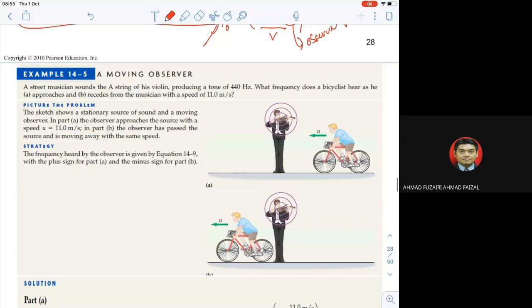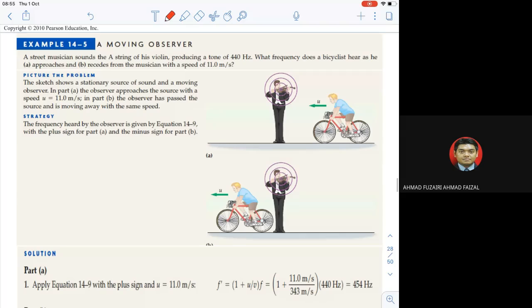All right, so this is the moving observer. A street musician sounds the A string of his violin, producing a tone of 440 Hz. So this is f. What frequency does a bicyclist hear as he approaches? He approaches meaning moving towards, and recedes from the musician with a speed of 11 meters per second.